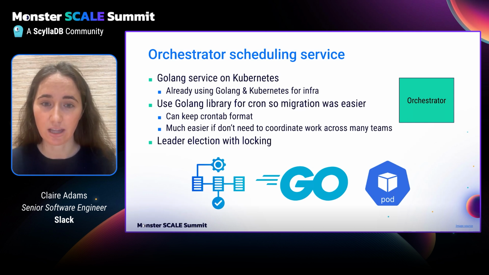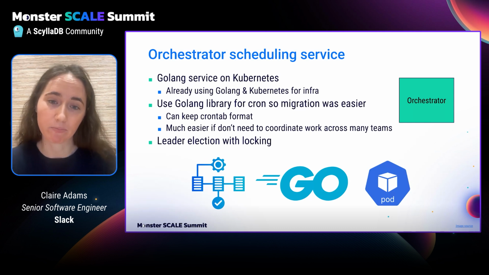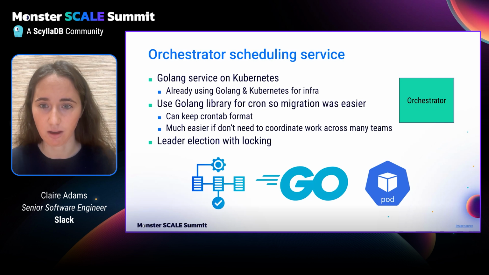So we wanted to just leverage what we have and make it really simple and seamless for people to switch to this new system, so they don't even need to know. And then to make this orchestrator more reliable than just having our one cron box, we implemented leader election with locking, which I'll go into on the next slide.